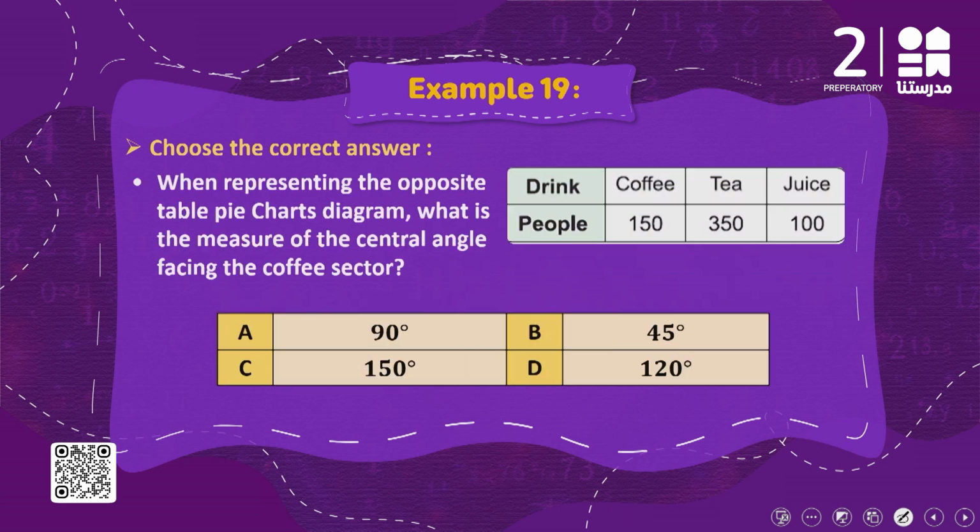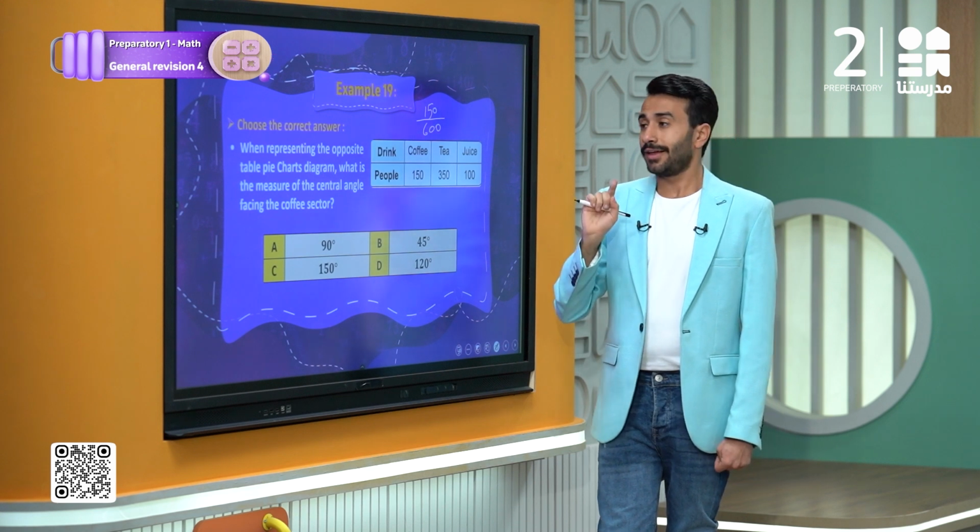When representing the opposite table by a pie chart diagram, what is the measure of the central angle facing the coffee sector? Let's take the coffee, which is 150. We need to know the part of coffee. So part, it means fraction. And fraction, it means 150 over the total values. If you add these three values, it's 600. This is a fraction. Take care.